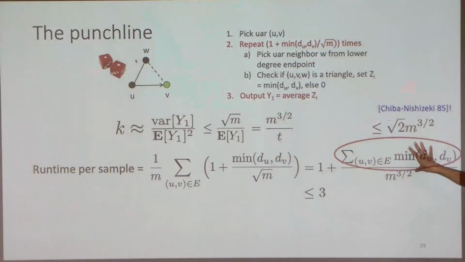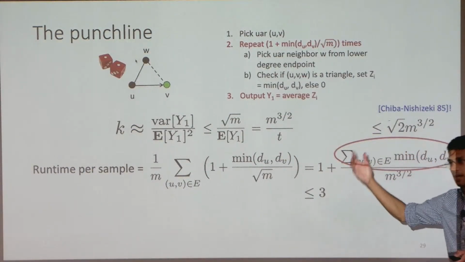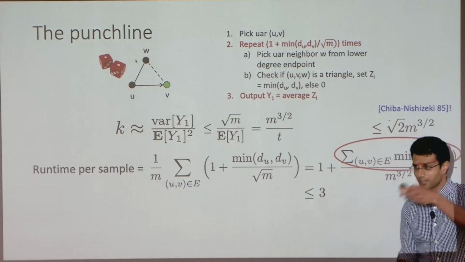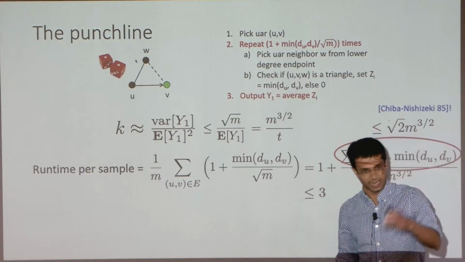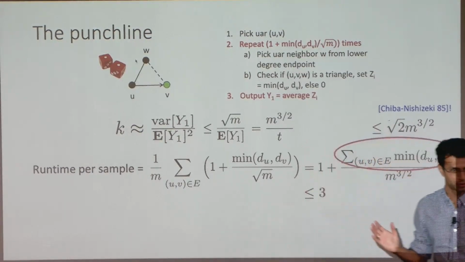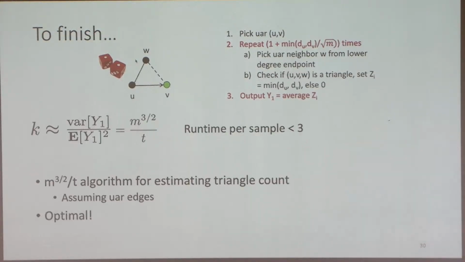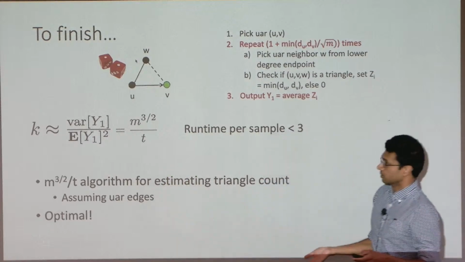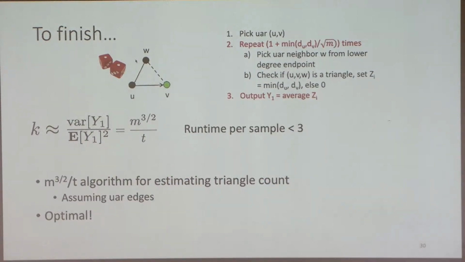So the Chiba-Nishizeki inequality comes to save you right here. I mean, maybe things are not magic, but it seems so magical. Like that root m that comes from that bound comes in over here, cancels exactly where you need it, and you get m to the 3/2 over t for estimating the triangle count, assuming uniform random edges, and this is optimal. And this is pretty much all the details. All you have to do now is plug in Chebyshev and see what you get.